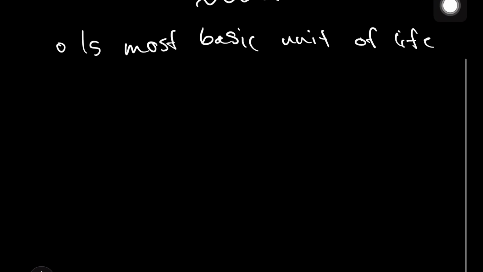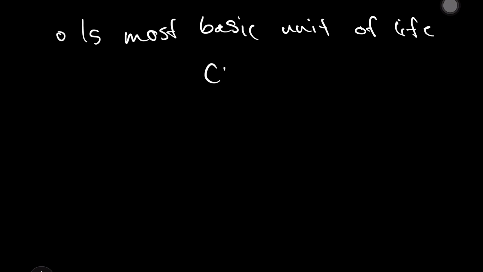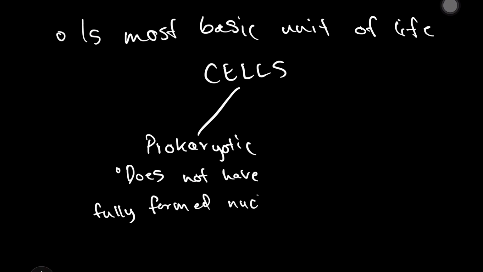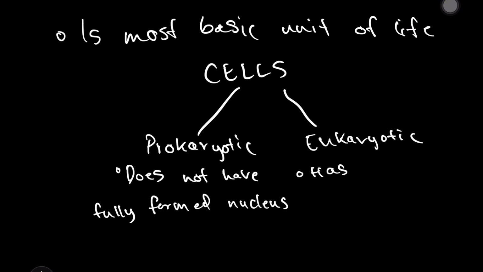Okay, so cells can be classified into two types. The first type is prokaryotic, and this type does not have a fully formed nucleus or organelles. And the other type is eukaryotic, which has a fully formed nucleus.